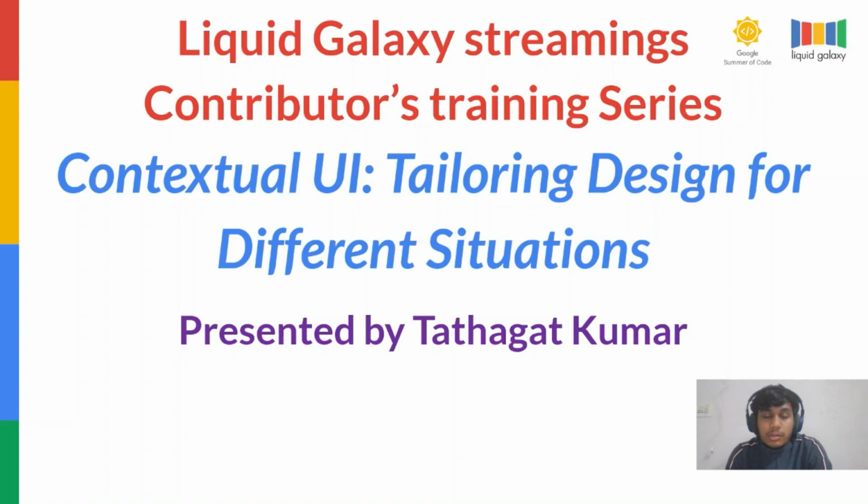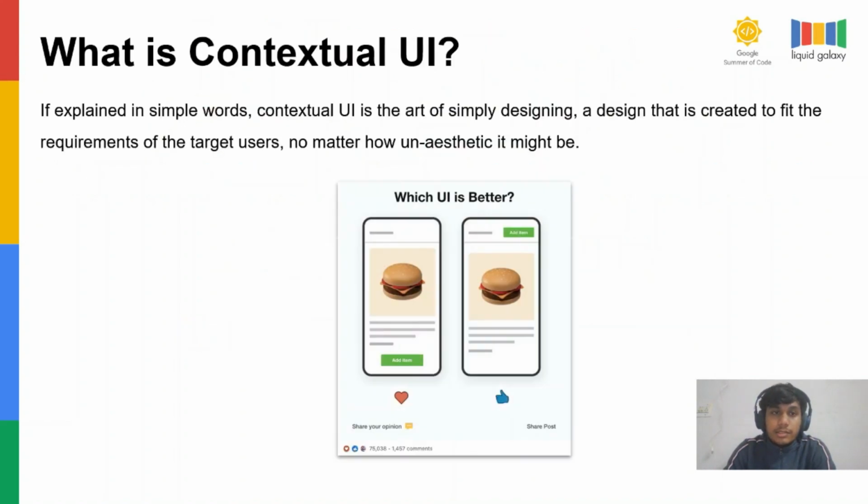And this is where contextual UI comes in. So now let us look into what contextual UI really is. In simple words, I would say it is the art of designing something that fits the requirements of the target users with respect to the context that we are trying to deliver, no matter how aesthetic it might be. Now, even though you know the definition right now, you might be questioning what it really is.